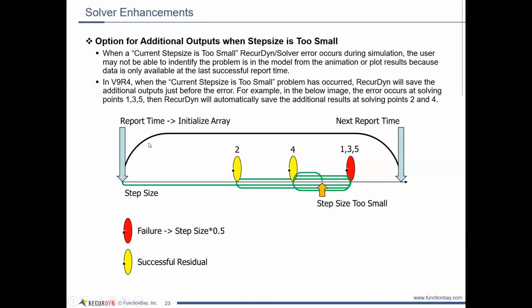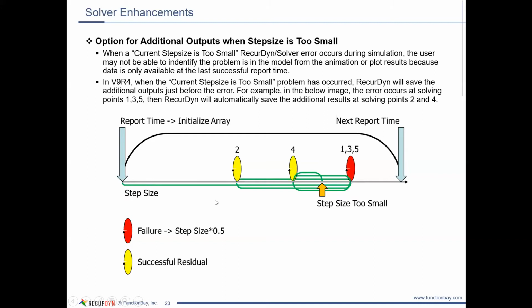So what may happen is you have a reporting time and then it starts going through some more steps. And actually, between one report time and the next report time, you could have successful steps of the integrator, but we're just not recording everything, because it would be too much data. So we have the reporting time, and then the integrator takes some steps, and then maybe the next step it takes, it hits a problem.